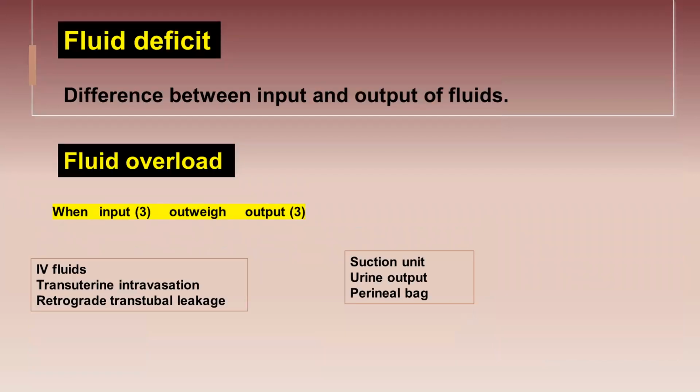We should know that what's called fluid deficit is the difference between the input of fluids and output of fluids. Fluid overload occurs when there is excessive intravenous fluids, intrauterine fluids, and retrograde transtubal leakage of fluids. If this outweigh the output, which is suction unit, urine output, and perineal bag.